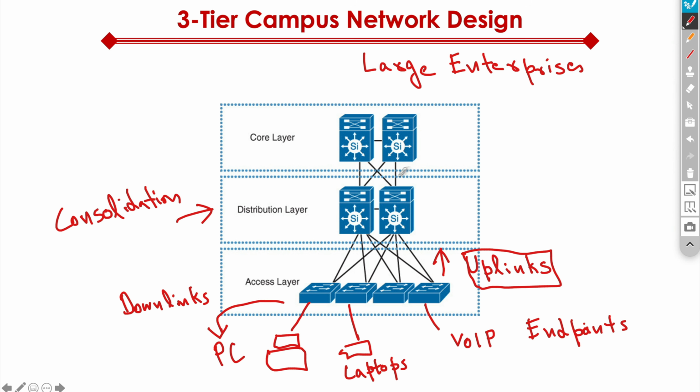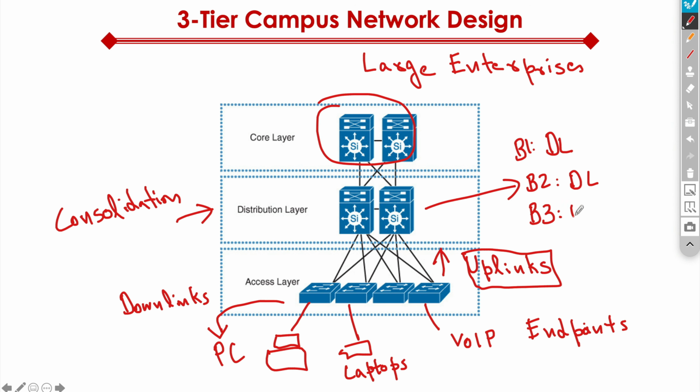What you end up doing is you take a bunch of different buildings and you consolidate them together and interconnect them together. And the core layer is what connects those different buildings together. So for example, in building one, you'll have distribution layer switches. And then you have building two, that has its own distribution layer. Then you have building three, that has its own distribution layer switches. Building four, same thing, and so on and so forth.